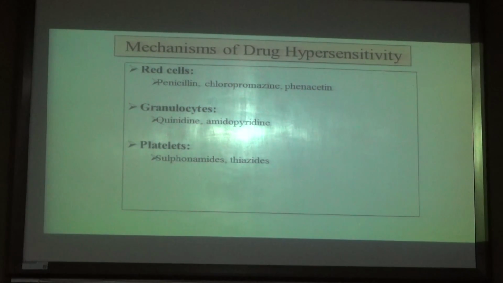Drug hypersensitivity: penicillins, granulocytes with quinidines, and platelets with sulfonamides. These are the cells that are sensitive to many drugs. For example, people who take quinidine and aminopyrine may have problems with the WBCs. People who take sulfonamides and thiazides may have problems with the platelets, neutropenia, bleeding. And people who take penicillin, carbamazepine and phenacetin may have problems with the RBCs, leading to hemolysis. So hemolysis, maybe thrombocytopenia and maybe neutropenia.